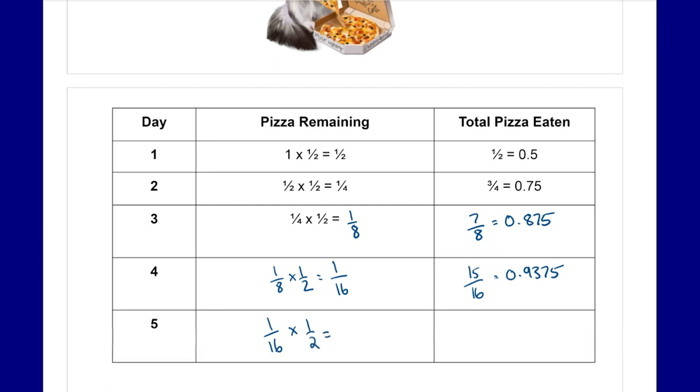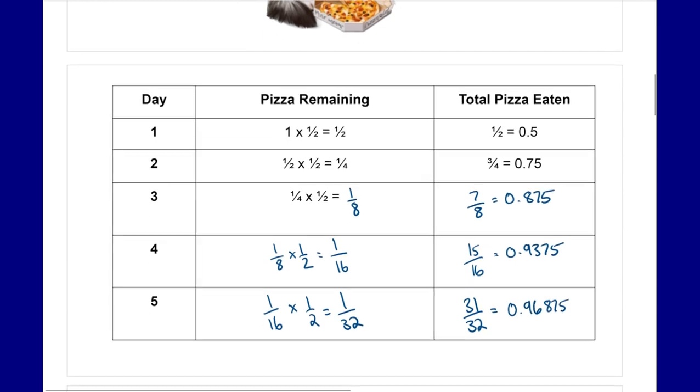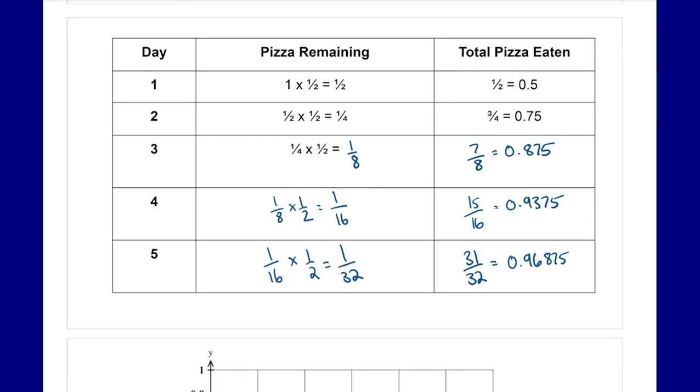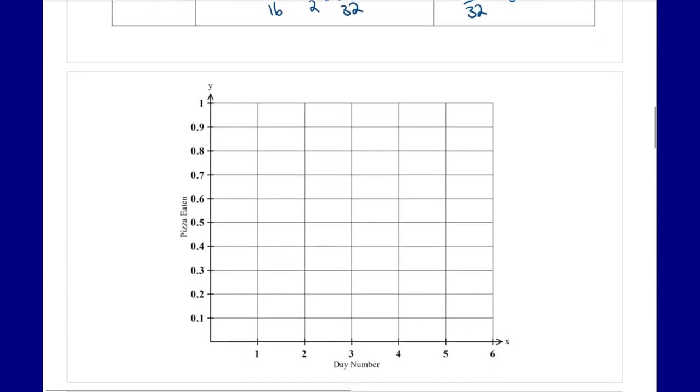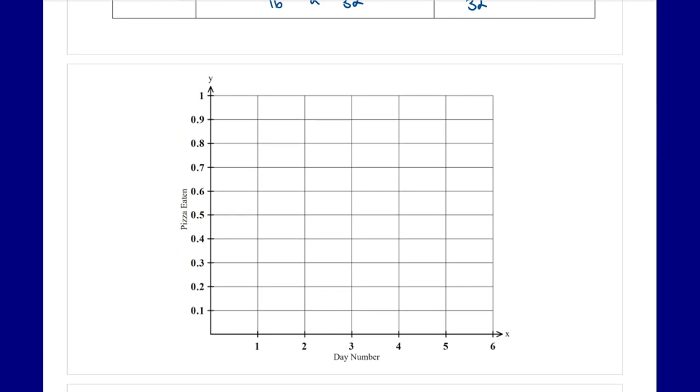1/2 of it. He has 1/32 of the pizza remaining. So he's eaten 31/32. 31/32 is what's been eaten, or in other words, 0.96875. So that's how much pizza he's eaten and what's been remaining. We want to take a look at the amount of pizza eaten and the day number, so each day, and graph it to see what it looks like.